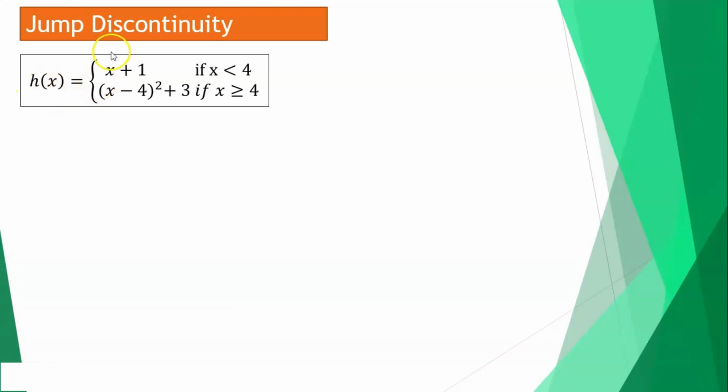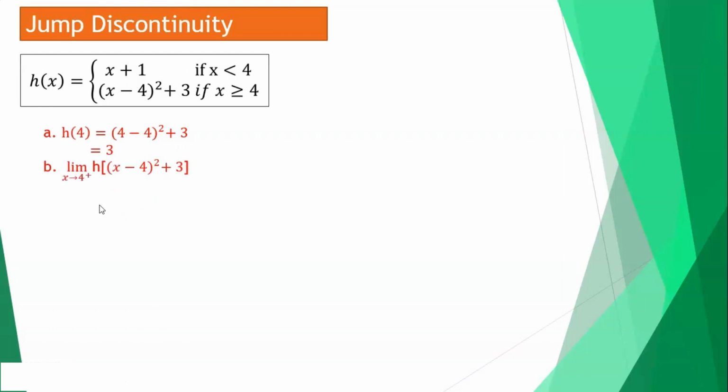Given h of x is equal to x plus 1 if x is less than 4, and (x minus 4) squared plus 3 if our x is greater than or equal to 4. Now getting the value for h of 4, we will make use of the second function. That would be 4 minus 4 squared plus 3. Simplifying, we'll end up with 3.